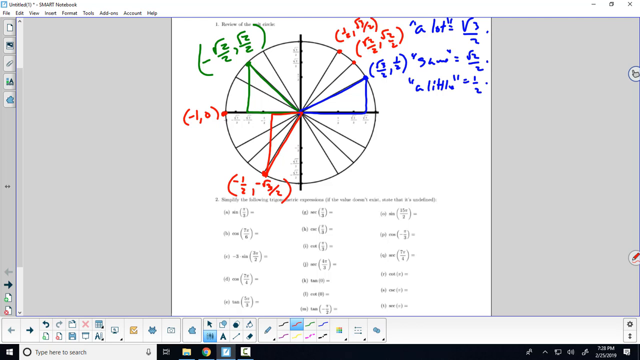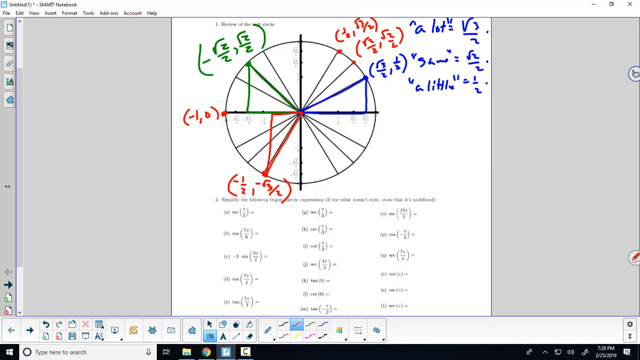So notice how these are laddering: the x coordinates are laddering down, radical 3 over 2, radical 2 over 2, 1 over 2, whereas the y coordinates are laddering up, 1/2, radical 2 over 2, radical 3 over 2. Okay, so there's a nice pattern there. There's lots of patterns in this. That's where all your trig identities come from, all the patterns in this. So anyway, I need you to be able to identify those coordinates lickety-split.